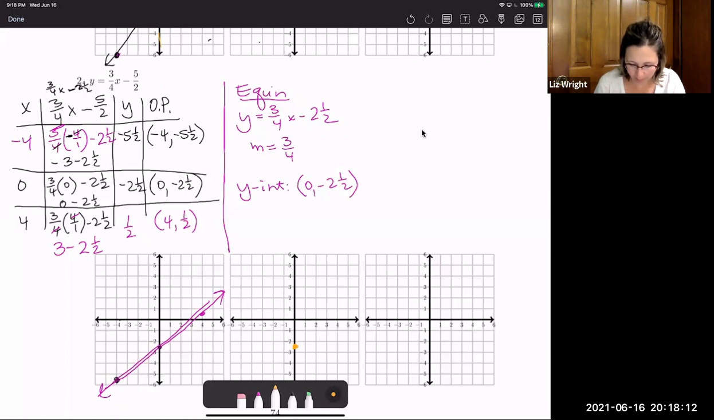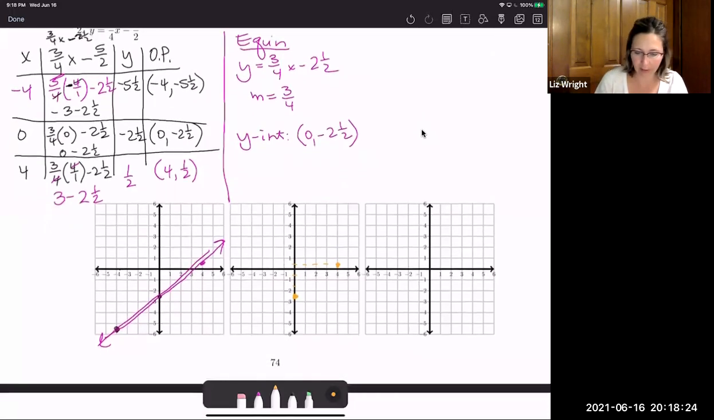So we're going to go up 1, 2, 3, right 1, 2, 3, 4. And it doesn't look like if I went up 3, right 4, it's going to land on my grid. So I'm going to come back down to my y-intercept and I'm going to go down 1, 2, 3, left 1, 2, 3, 4. And do our point, and then draw your line.